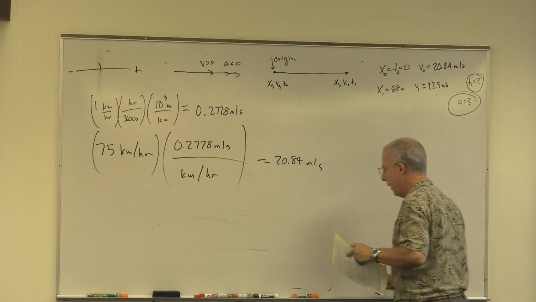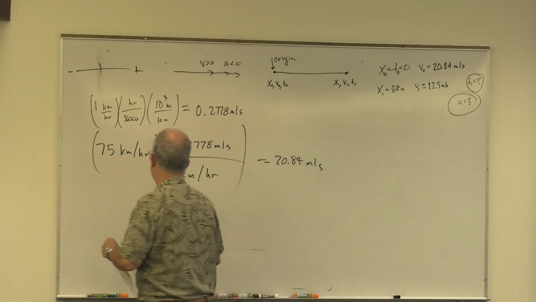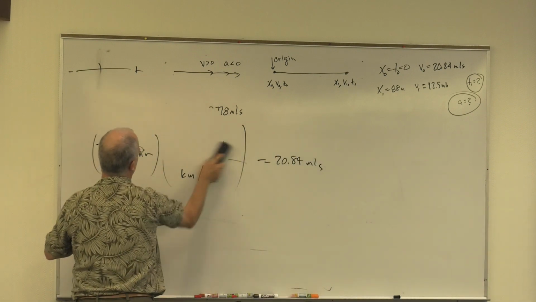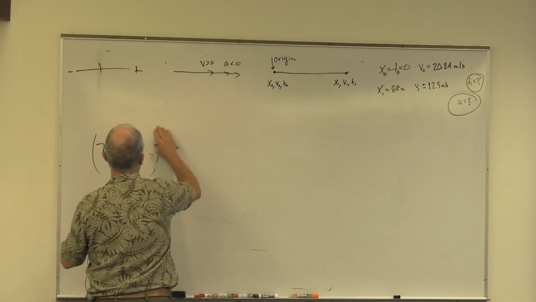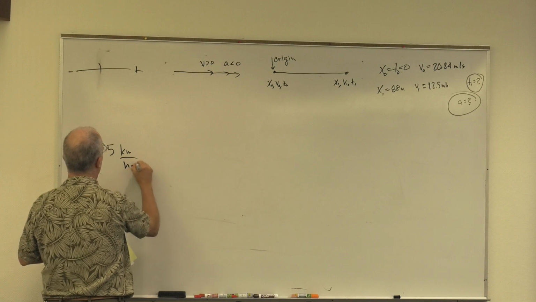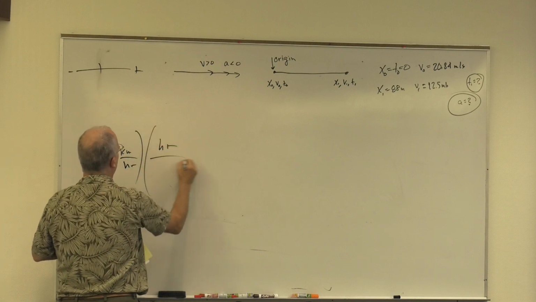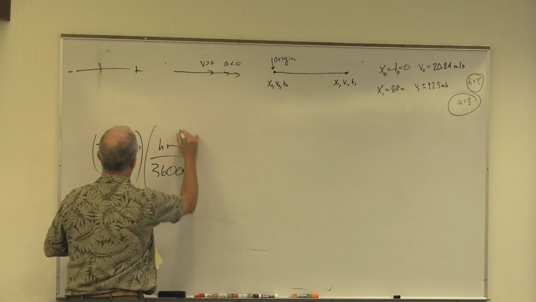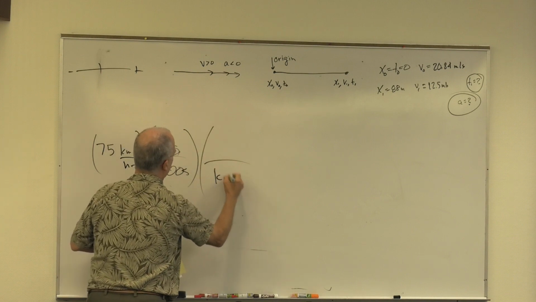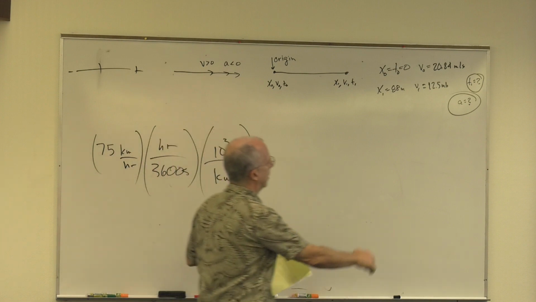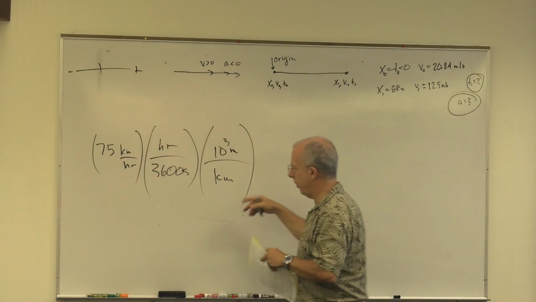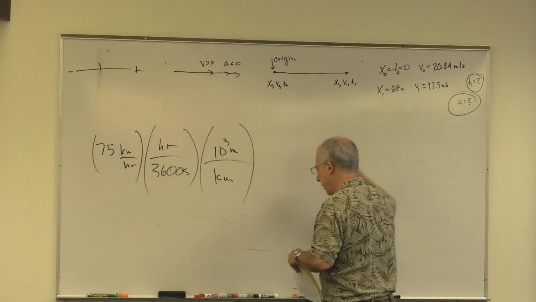So you can do it this way, or you can just do it the other way. I don't care how you do it. You could have just done it like this: 75 kilometers per hour, 1 hour is 3,600 seconds, a kilometer is 10 to the third meters. You do that, and you get this. And you do the similar, and you get that. However you want to do it.